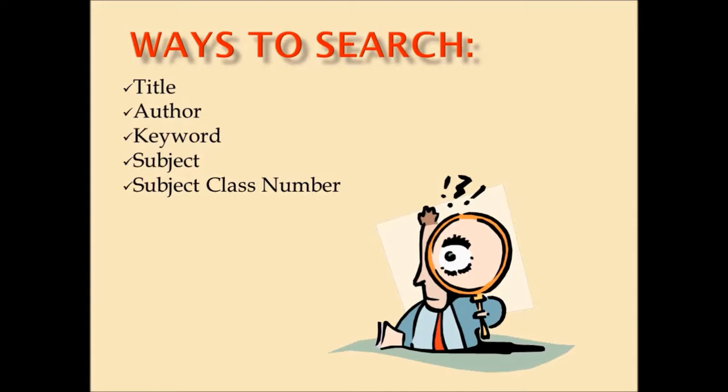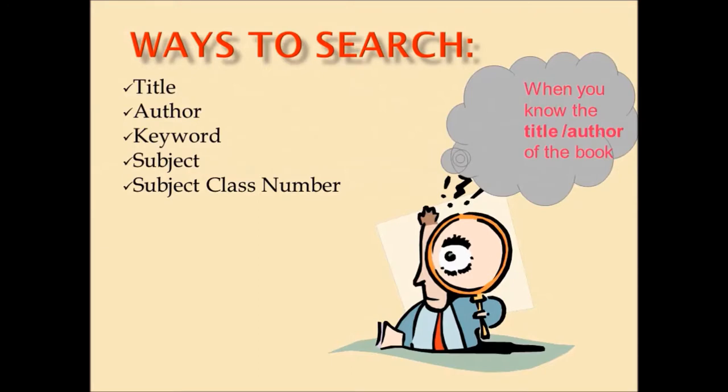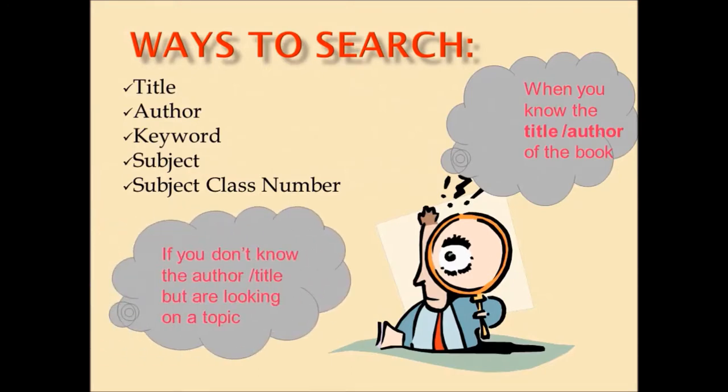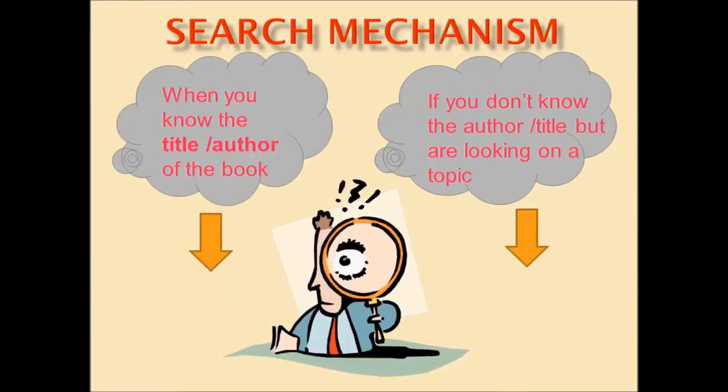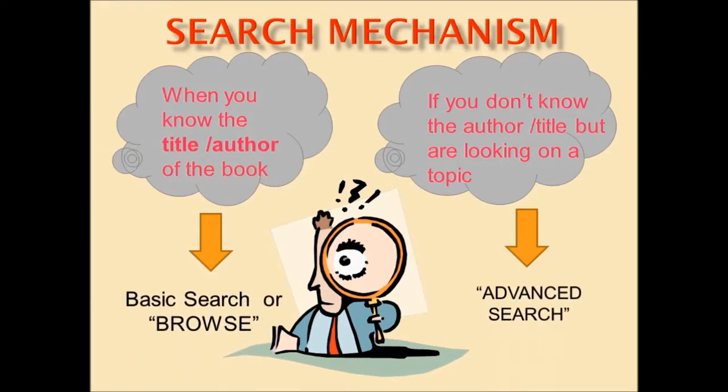There are different ways to search a book, either by the author, the title, the keyword, the subject class number and the subject. But the two important ways are either by the author title or by the subject. When you know the author or the title of the book, browse is the section where you have to go, and when you do not know the author title, you have to go to the advanced search section.